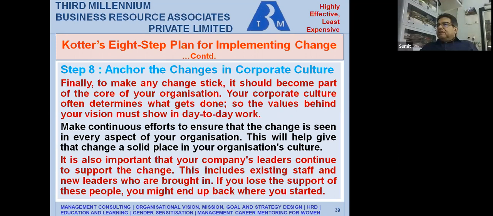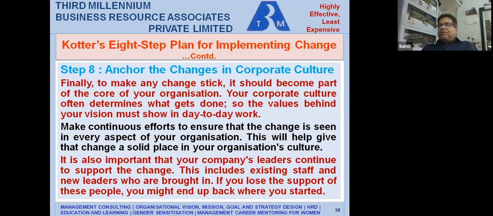It should become part of the core of your organization. Your corporate culture often determines what gets done. So the values behind your vision must show in your day-to-day work. Make continuous efforts to ensure that the change is seen in every aspect of your organization. There is a saying in English, seeing is believing. मेरे सामने दिख गया तो मुझे ठीक लगता है, you know. So this will help give that change a solid place in an organization's culture. So you are anchoring the changes you have brought about.